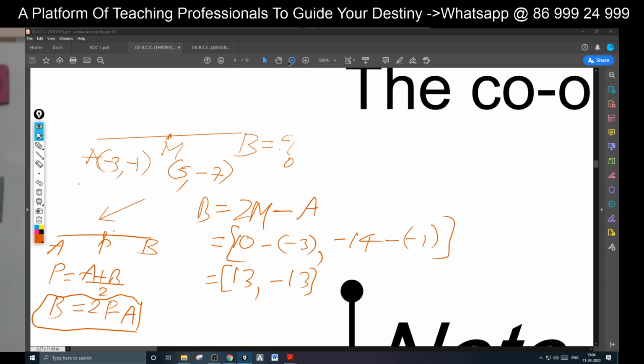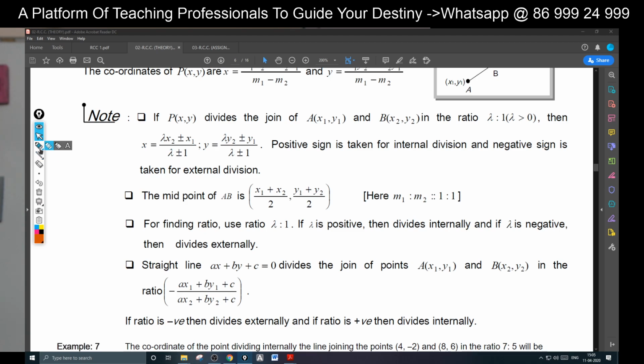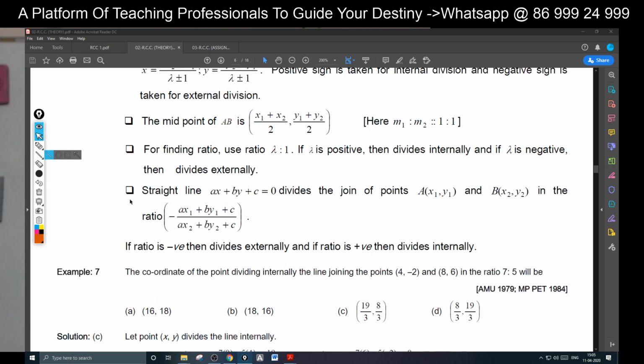Okay, this can be taken as the short form to find out the other extremity. Okay. Now, this is a straight line formula.